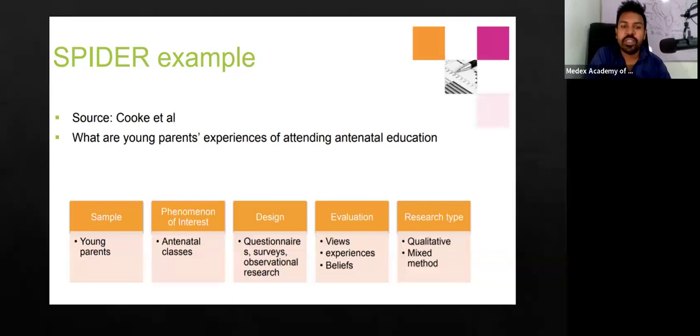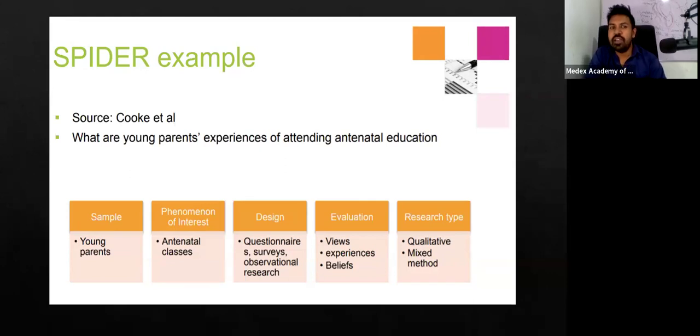Sample, then phenomenon. P stands for phenomenon, that means the incident or the interest. Phenomenon of interest, antenatal classes. For example, young parents and antenatal classes. Then design: a questionnaire or survey or observational study. Then finally, evaluation.